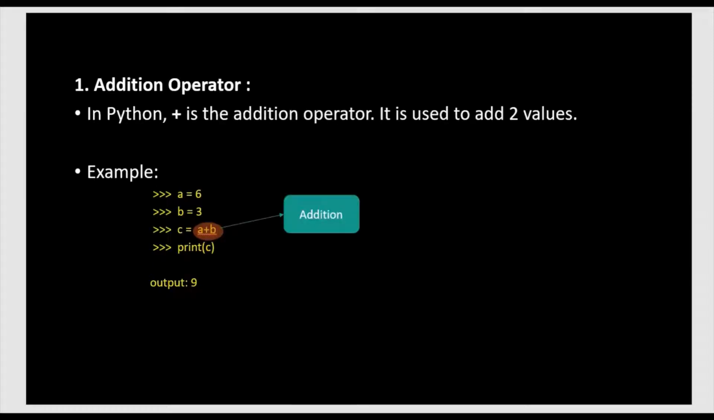The first operation is the addition operation. In Python, plus is the addition operation, adding two numbers or two values. Here the example is a equals 6 and b equals 3, and we initialize c equals a plus b, so a and b are added, which means it is the addition operator. Print c gives 9.